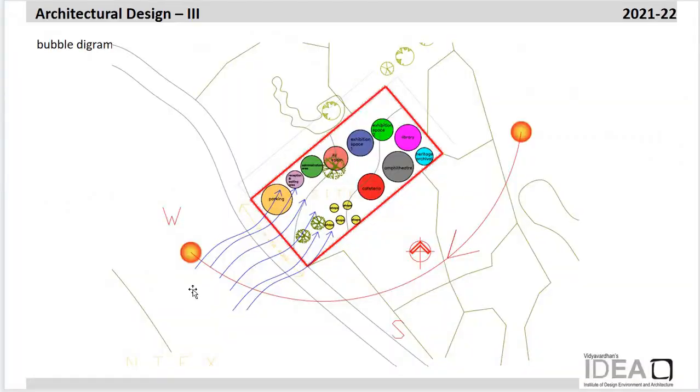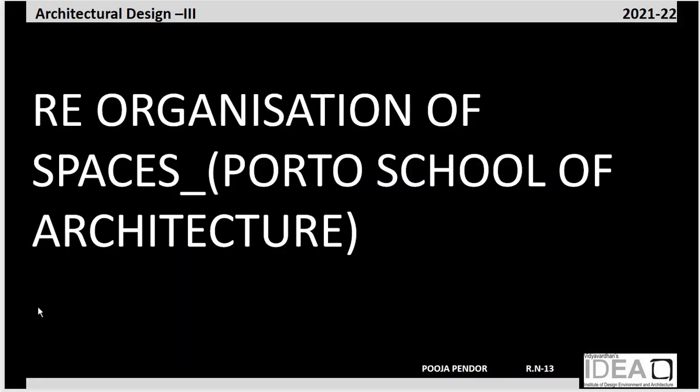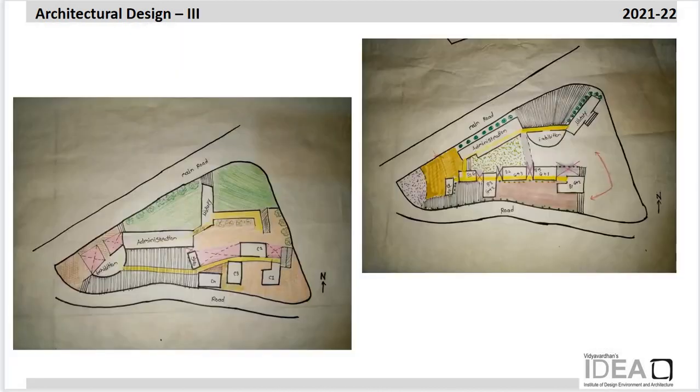This is the bubble diagram. Winds flow from southwest to the northeast. Next is reorganization of spaces. This is the plan of the reorganized spaces.